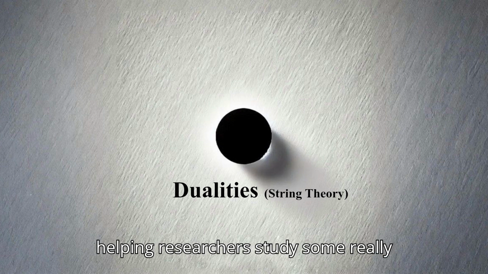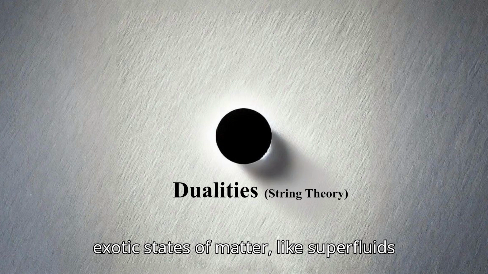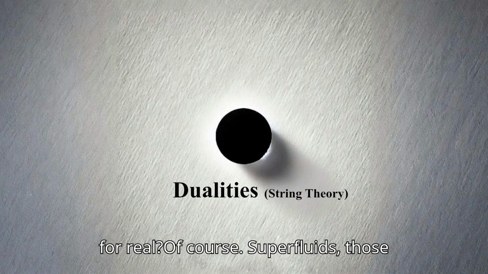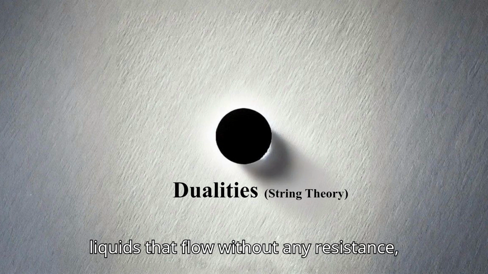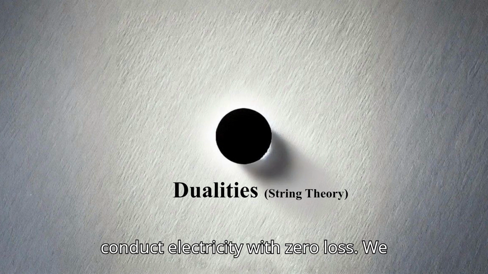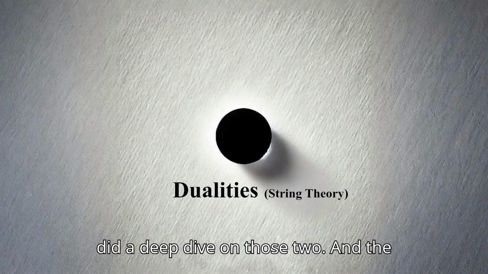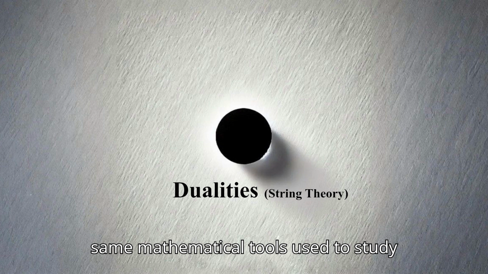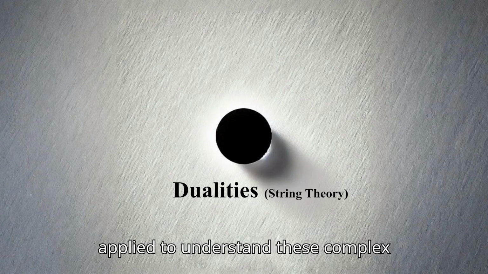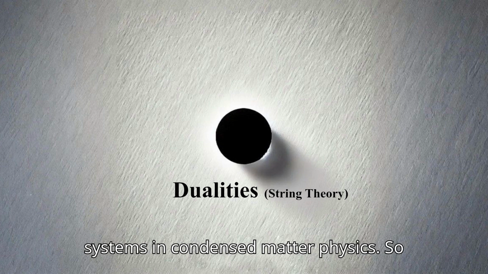They're helping researchers study some really exotic states of matter, like superfluids and superconductors. You remember those? Of course. Superfluids, those liquids that flow without any resistance. And superconductors, those materials that conduct electricity with zero loss. We did a deep dive on those too. And the same mathematical tools used to study dualities in string theory are now being applied to understand these complex systems in condensed matter physics.